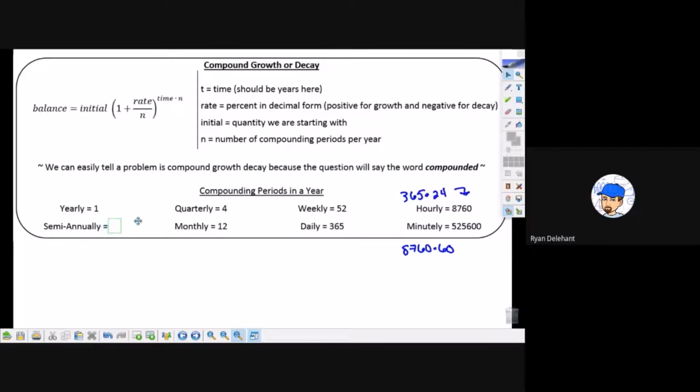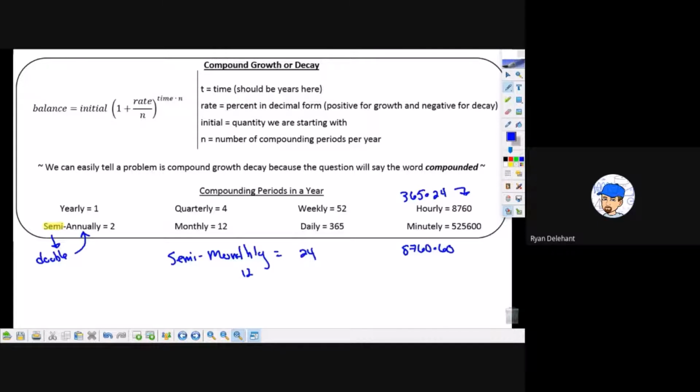Down here, if you ever see the word semi in front of one of these, what it means is to double this. Double that one. I should put the arrow the other way on this side. If you ever see semi, what it means is take this and double it, meaning annually is normally 1, but semi-annually is 2. Semi-monthly would be 24 because there's 12 months in a year, and this means to double that.